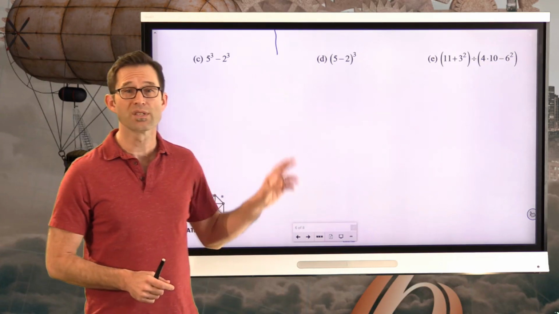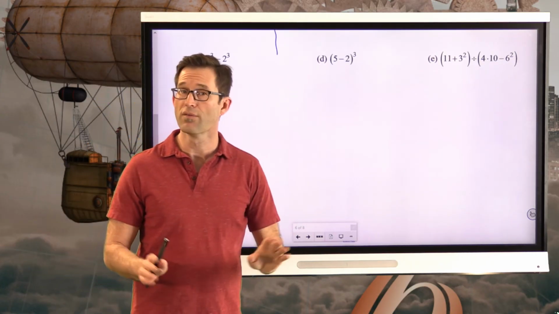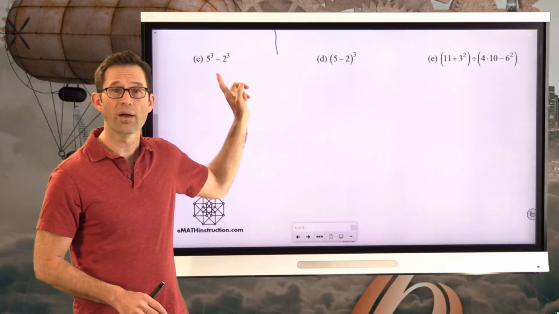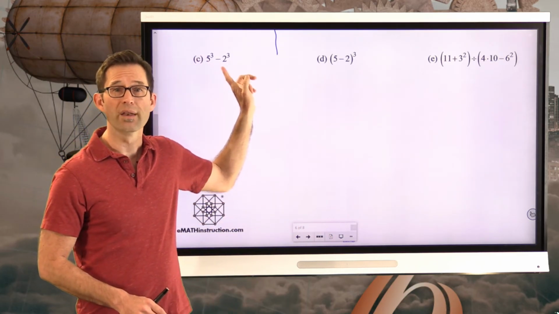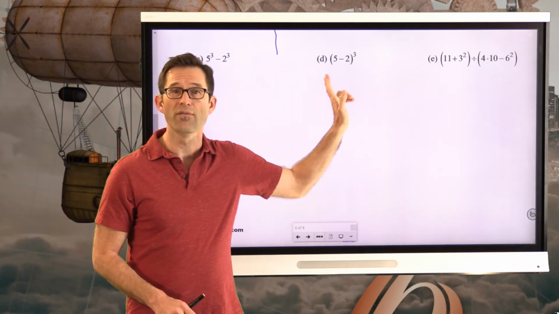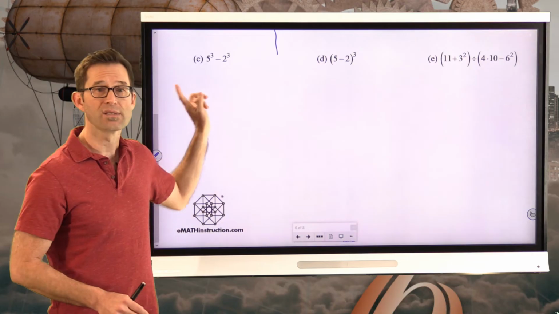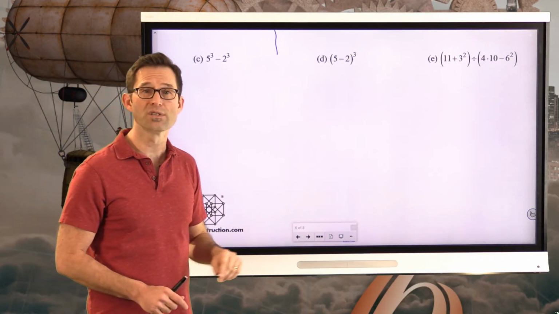By the way, do you notice how similar C and D are? They give you completely different answers, but they're very similar looking, right? Letter C, I have 5 to the third, or 5 cubed, minus 2 cubed. Here, I've got 5 minus 2, quantity cubed. Now, in this case, I've got to do those exponents before I do the subtraction.